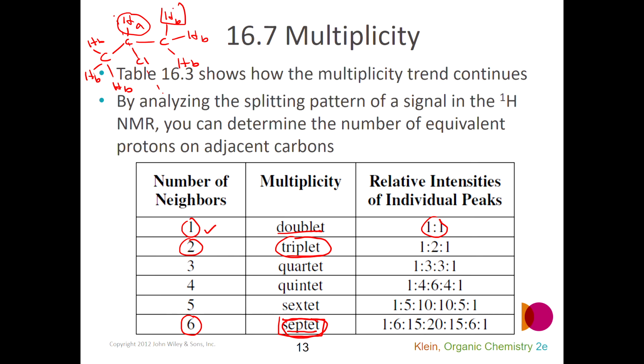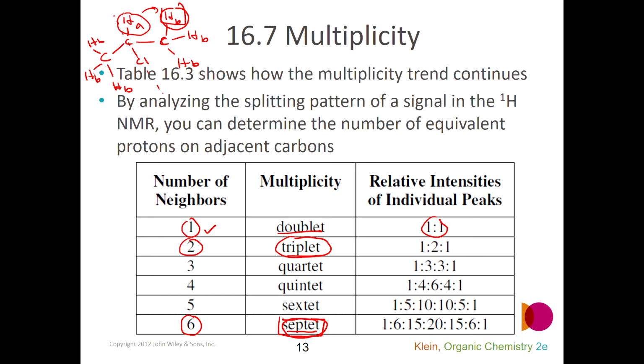Well, if I'm looking at the signal for B, it's on this carbon. The other hydrogens on the same carbon could split it, but they would have to be different spatially. So whenever hydrogens on the same carbon are equivalent, they can't split one another. They can only split one another if they're not equivalent. But A is not equivalent to B, and they're on adjacent carbons, so A could split B.